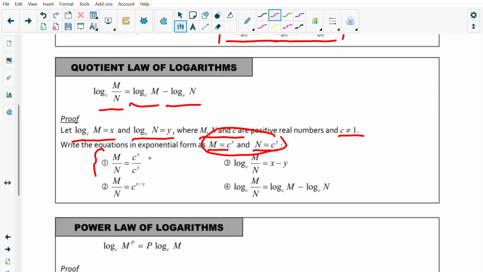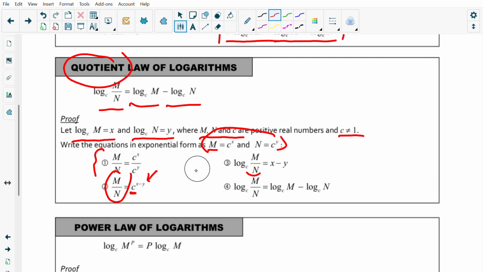We're just substituting here. m divided by n, I'm using my quotient law for exponents. See the relation? Quotient law for exponents. And then I'm changing it into logarithmic form. The base becomes the base of the logarithm, the exponent becomes the exponent here, and then the argument is still the argument. So we're putting it in logarithmic form.